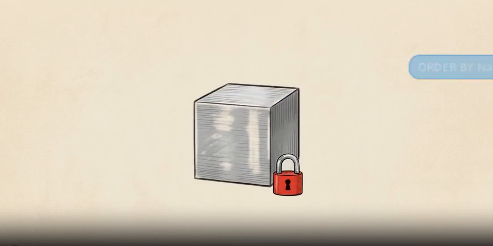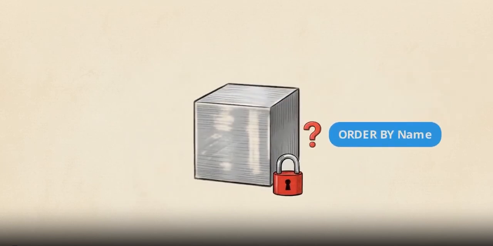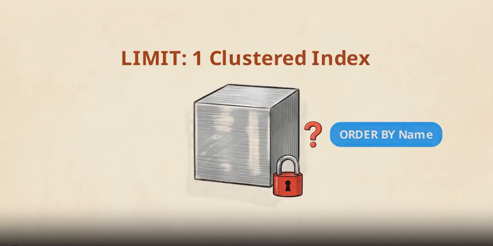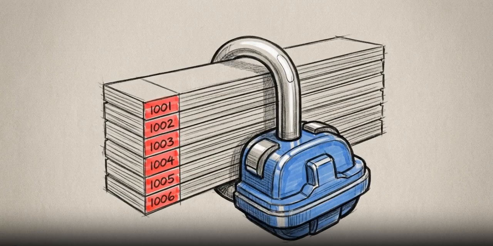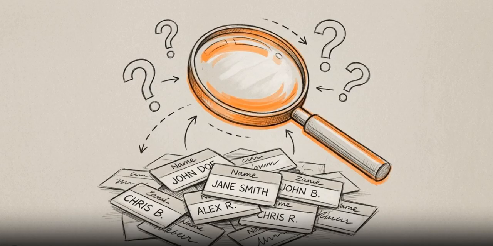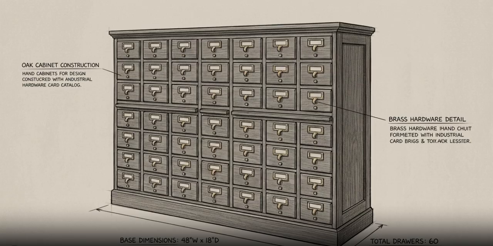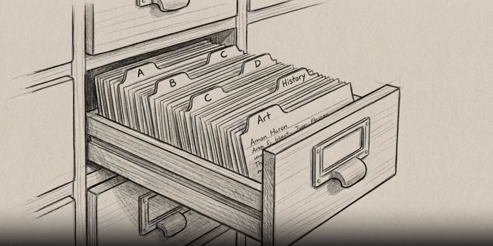Because physical rows can only have one specific physical order on the disk, a table can only ever have exactly one clustered index. But here is the problem. If our table is physically locked into numerical order by ID, how do we search for a student's name quickly without completely rearranging the physical table all over again? The answer is the non-clustered index. If the clustered index is the physical bookshelf, the non-clustered index is the library's card catalog.